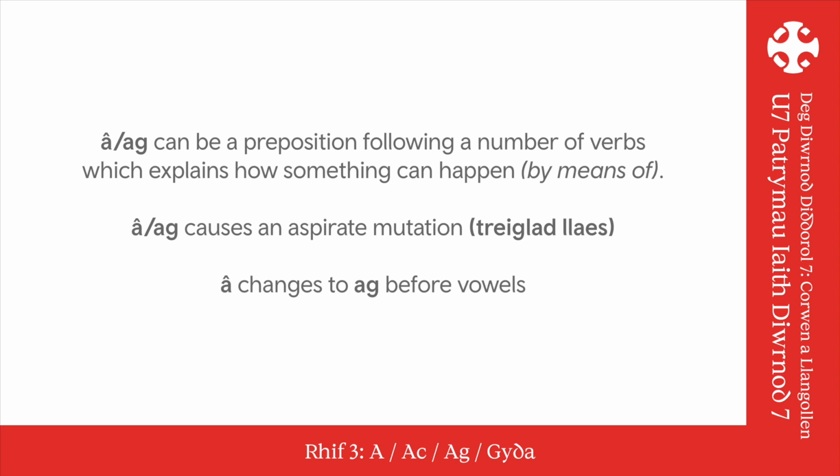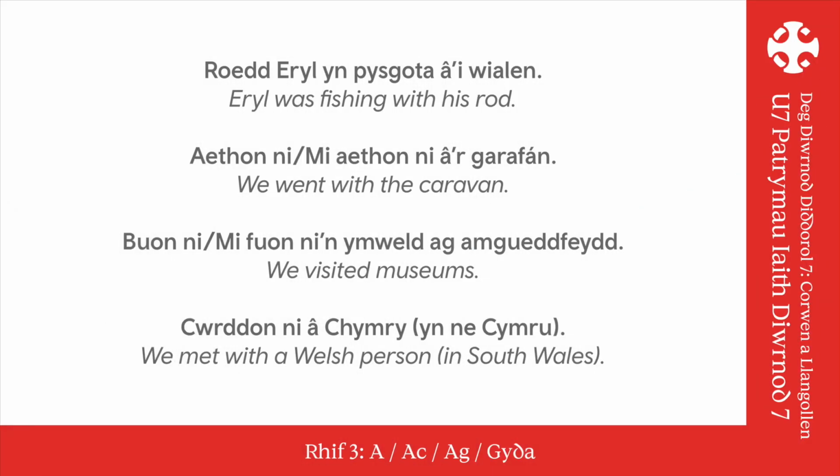A, ag, can be a preposition following a number of verbs which explains how something can happen by means of. A, ag, causes an aspirate mutation, treiglad llais. A changes to ag before vowels. Roedd Eryl yn pysgota a'i wialen. Aethon ni ar garafan. Buon ni, mi fuon ni'n ymweld ag amgueddfeydd. Cwrddon ni â Chymru, yn ne Cymru.